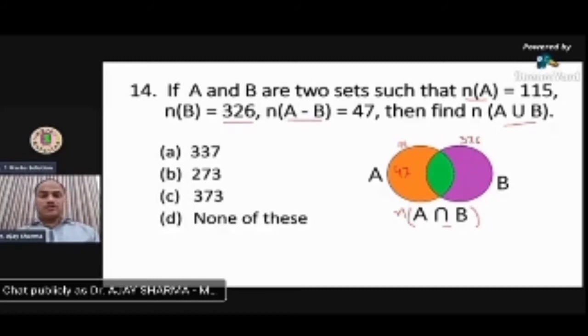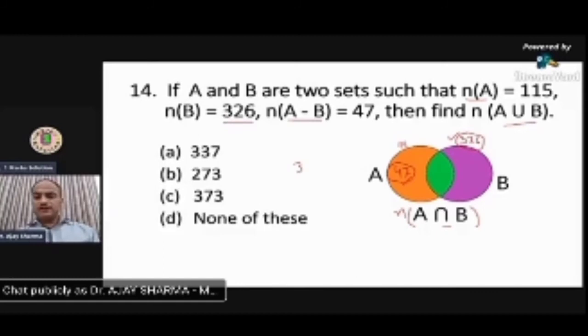In this whole colored portion, we can see that this orange portion we have already included. What else is left? We are left with set B, and set B means these 326 elements. So we have to combine this and 47. We need not look at any other value, though it is given. Your answer can be obtained by adding these two values. So let us combine them quickly. 7 and 6 make 13, so 3 and carry 1.